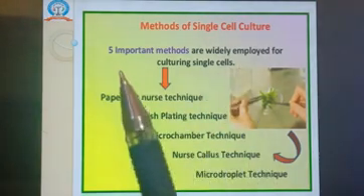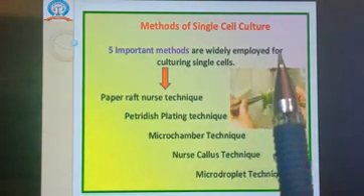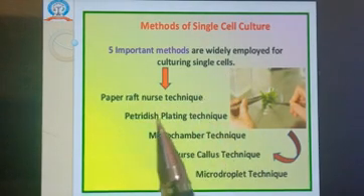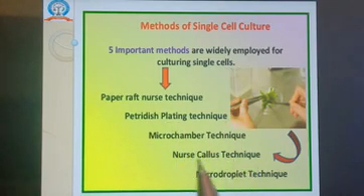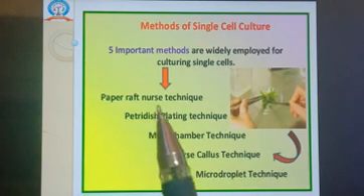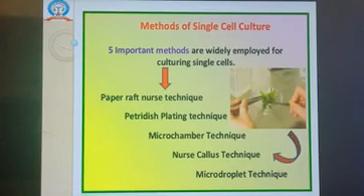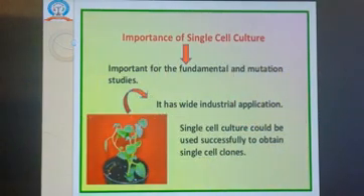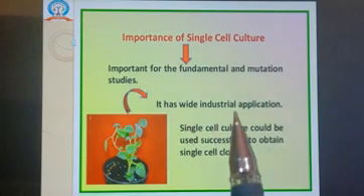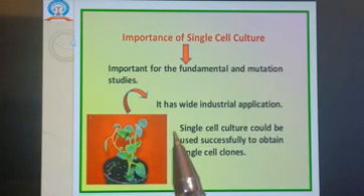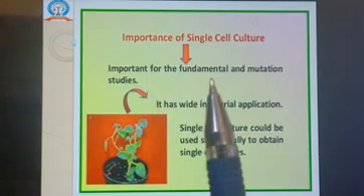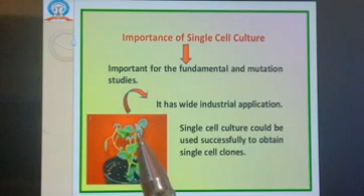For the methods of single cell culture, 5 important methods are widely employed for culturing single cells. The paper wrapped nurse technique, then the petri dish plating technique, then the micro chamber technique, then the nurse callus technique, and the micro droplet technique. These are all different techniques used for the isolation of single cells. Then the importance of single cells: the importance in fundamental and mutation studies. It has wide industrial applications, meaning some seed industries and many industries isolate single cells for giving mutation treatment to seeds or plants.